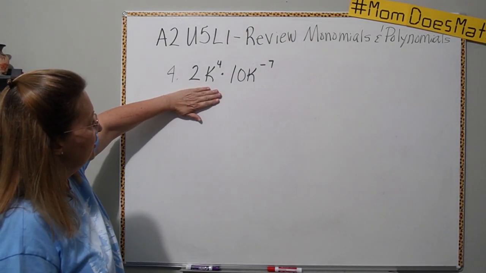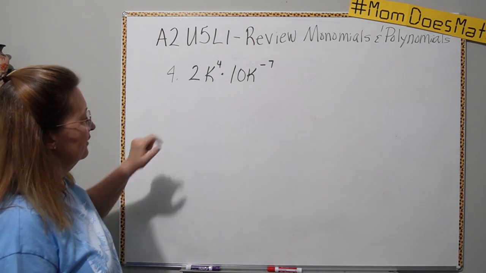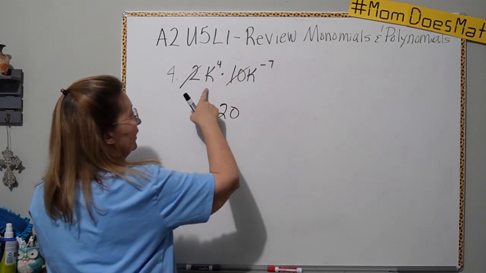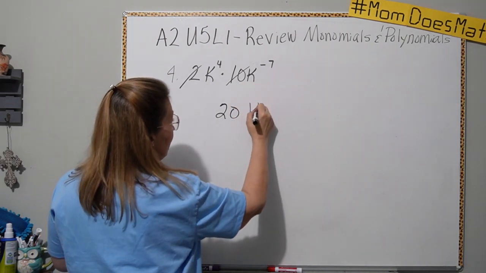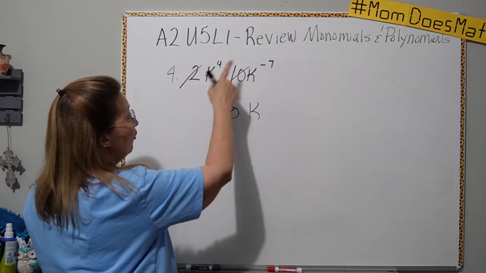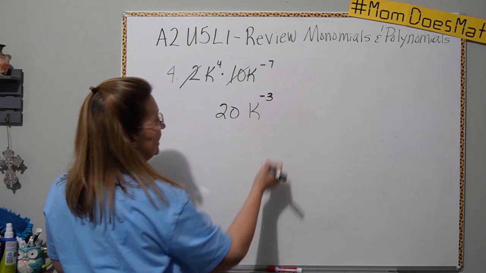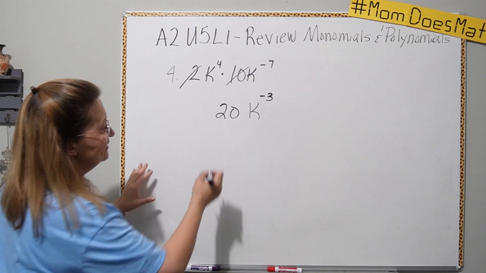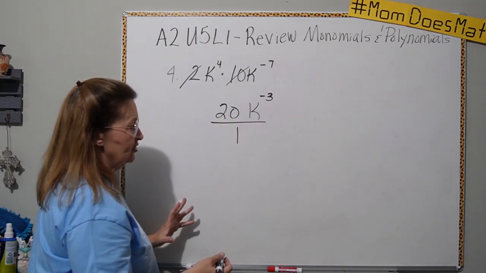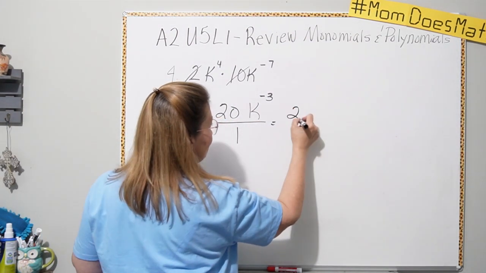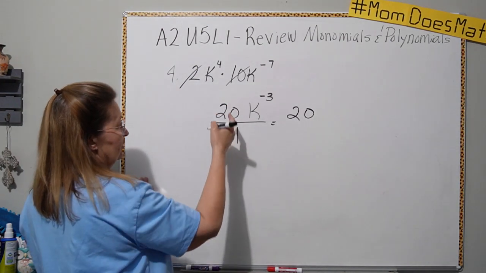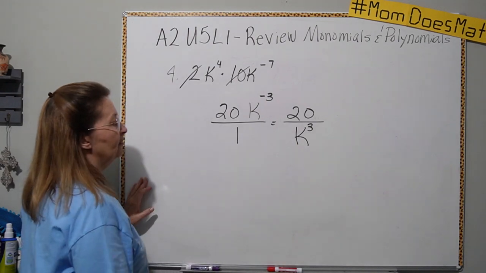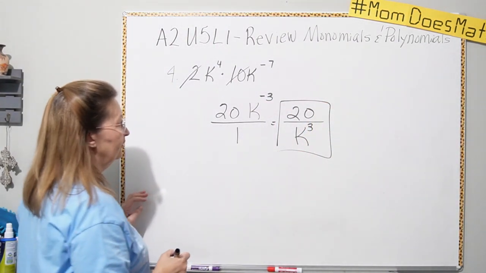Okay, for number 4, we have 2k to the 4th times 10k to the negative 7. So 2 times 10 is 20. All right, now k to the 4th times k to the negative 7. You're going to add the exponents. So 4 plus negative 7 is negative 3. Now this brings in our negative exponent rule. This is actually on top of a fraction bar. So the 20 is fine. It doesn't have a negative exponent, but the k is not happy. So it needs to go to the bottom, and then the exponent becomes positive.